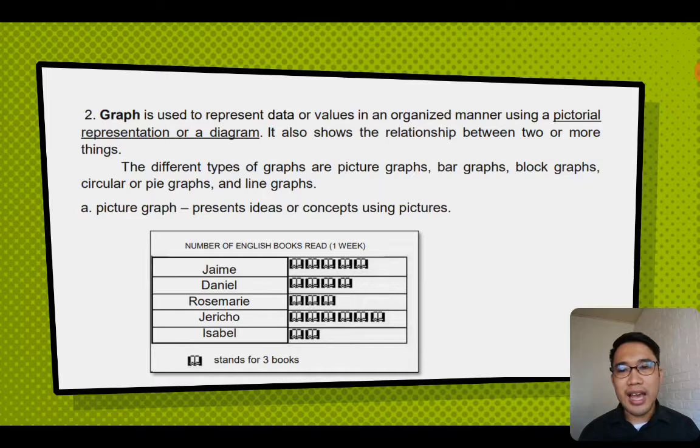Who has the highest number? Well, we see in this pictograph that it is Jericho, followed by Jamie. But how many books did Jericho read in a week? Now, if we count the pictures of books across Jericho's name, we have 6, and we have to multiply it by 3 because one picture of a book stands for 3 books. So 3 multiplied by 6 is 18. We had a little math there. So that is how we use a picture graph.